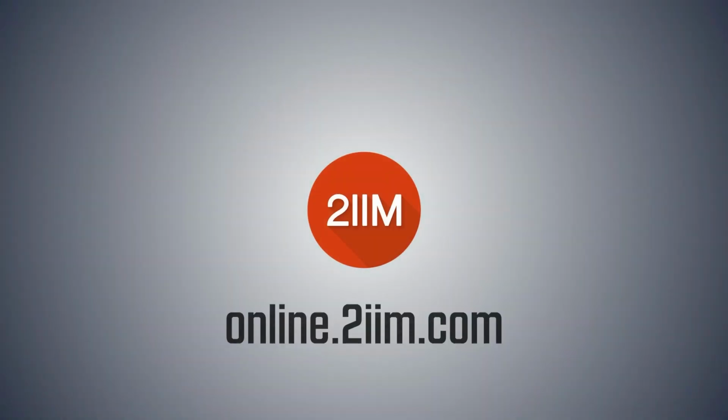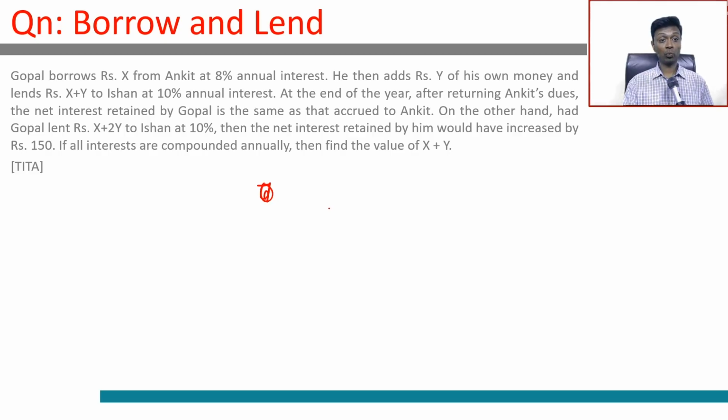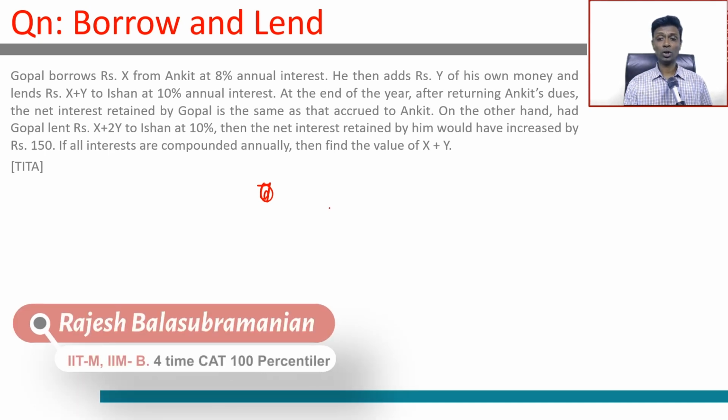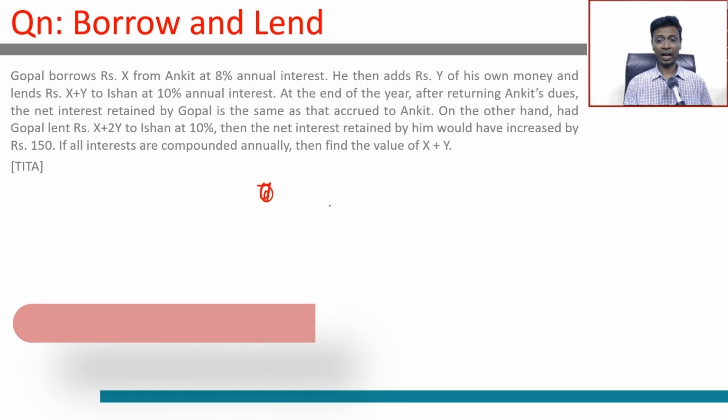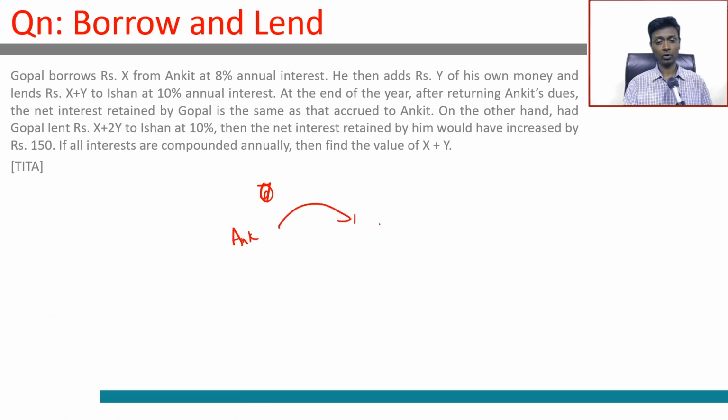Gopal borrows rupees X from Ankit at 8% annual interest. He then adds rupees Y of his own money and lends X plus Y to Ishan at 10% annual interest. At the end of the year, after returning Ankit's dues: so from Ankit, Gopal borrows X, then he adds Y and then gives X plus Y to Ishan. On this, the rate is 8%, on this, the rate is 10%.